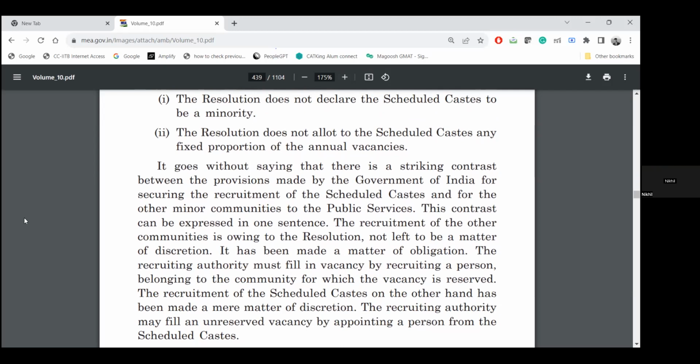It goes without saying that there is a striking contrast between the provisions made by the Government of India for securing the recruitment of scheduled caste and for other minor communities to the public services. This contrast can be expressed in one sentence. The recruitment of the other communities is, owing to the resolution, not left to be a matter of discretion. It has been made a matter of obligation. The recruiting authority must fill a vacancy by recruiting a person belonging to the community for which the vacancy is reserved. The recruitment of the scheduled caste, on the other hand, has been made a mere matter of discretion. The recruiting authority may fill an unreserved vacancy by appointing a person from the scheduled caste.